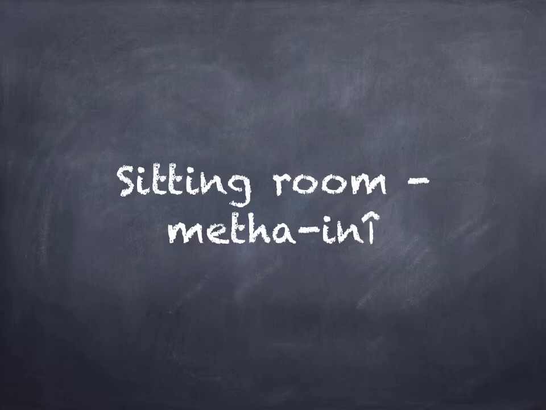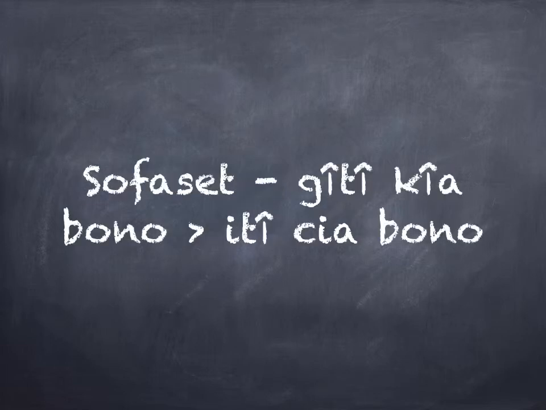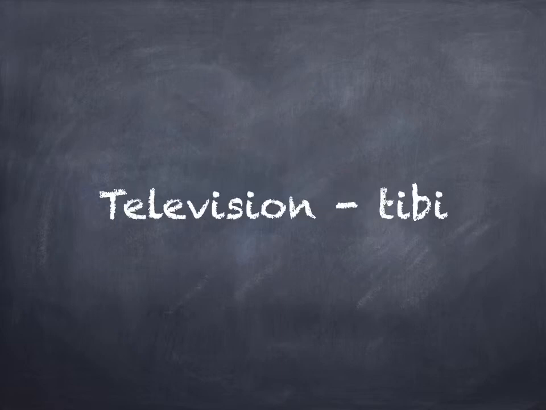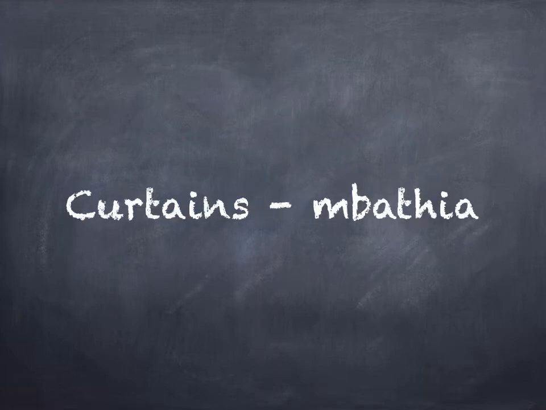The sitting room in Kikuyu is referred to as metha-ini. And here we start with the furniture, and the sofa set sets the pace, which is referred to as gîte kia fono. And when there are many, they are referred to as ite siafono. The table is metha. The television is simply known as TV. The curtains are referred to as mbathia.